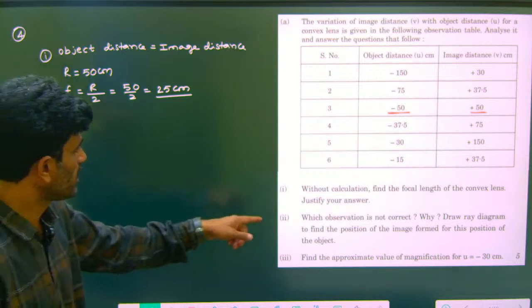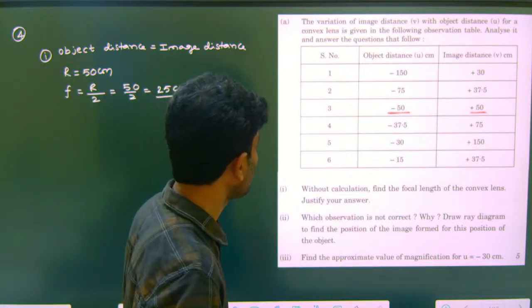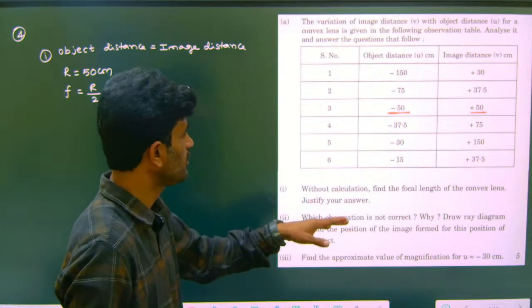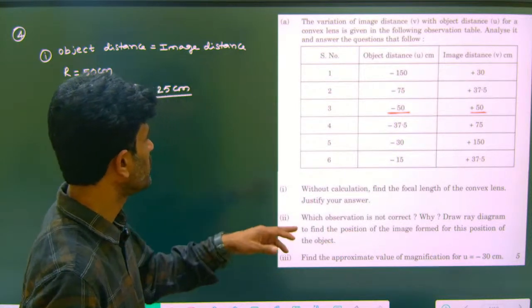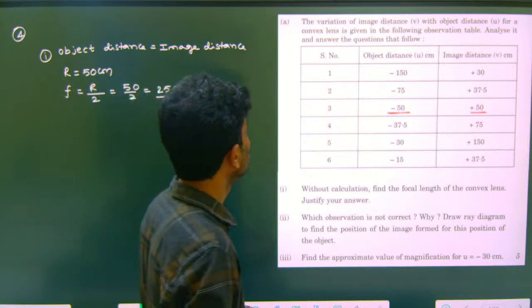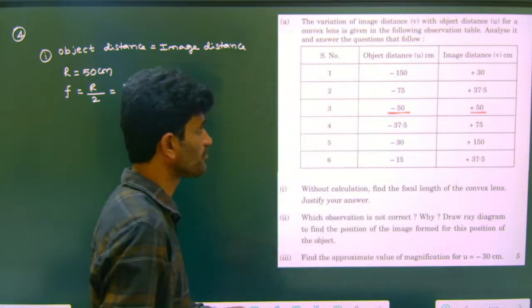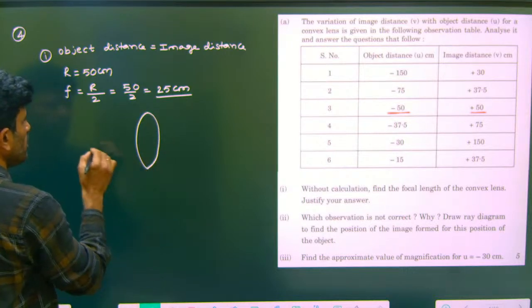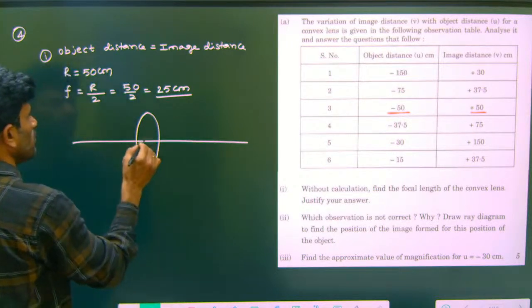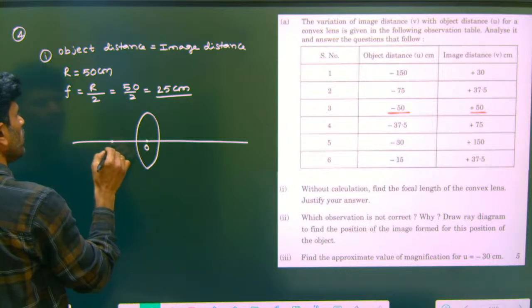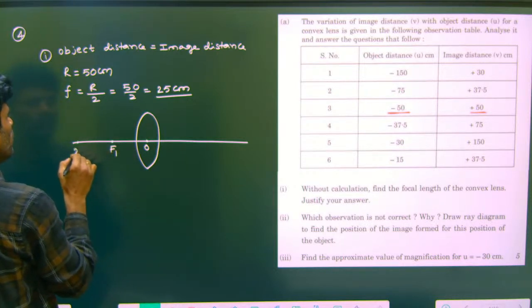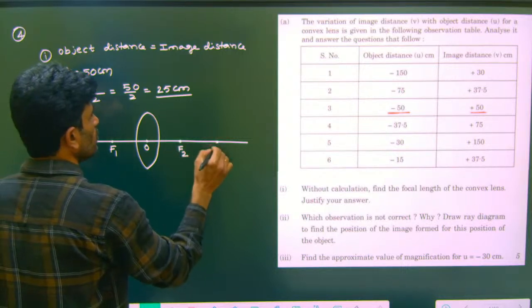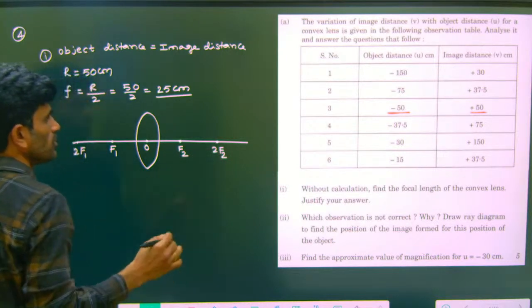And the second one, what they are asking is to find which observation is not correct and why. Draw a ray diagram to find the position of the image formed for the position of the object. See here, because it is a convex lens, the ray diagram will be like this. This is the principal axis, optical center, F1, 2F1, F2, 2F2.